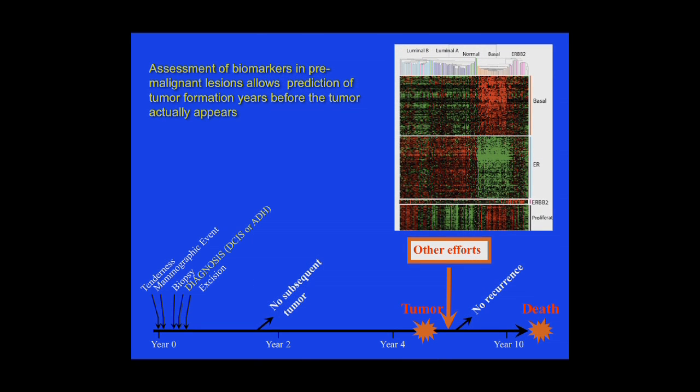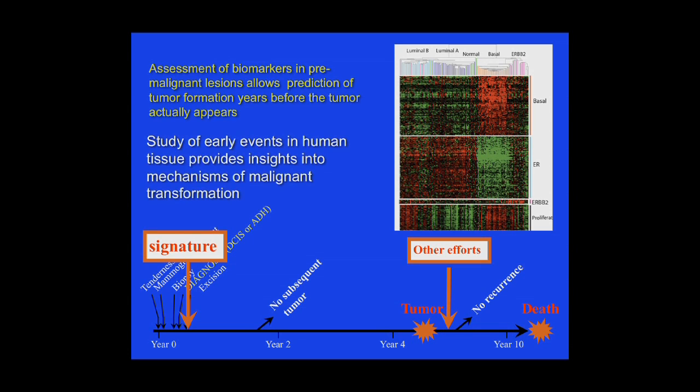This is just showing a lung cancer radiograph. Okay, so what I started to tell you is that one can start to look at the tissue here and assess what's happening in the tissue and predict whether it's going to become cancer. So studies of the very early events in human tissue provide insights into the mechanism, the road to malignancy. And that's what I'm going to show you right now.